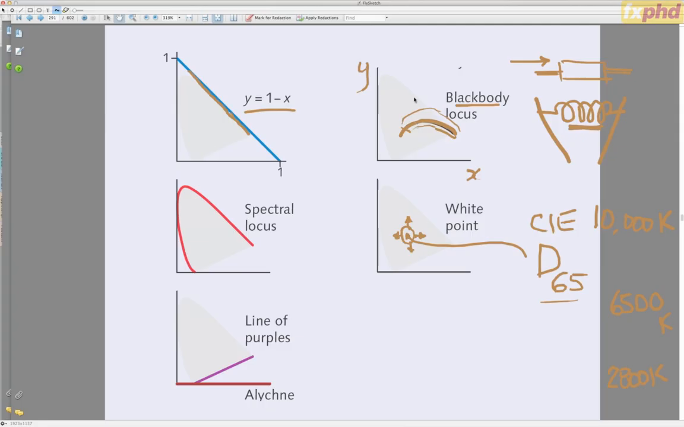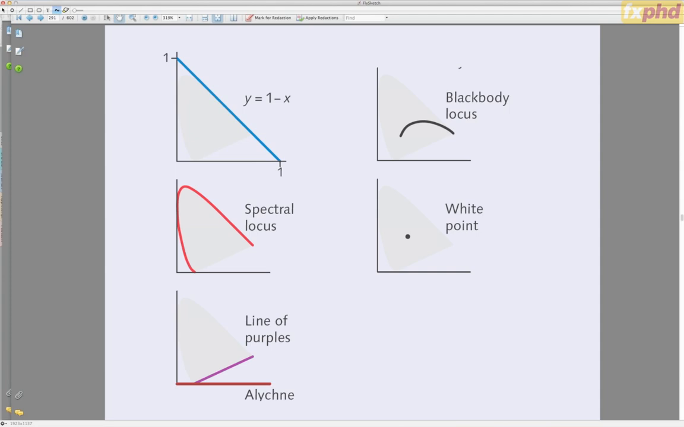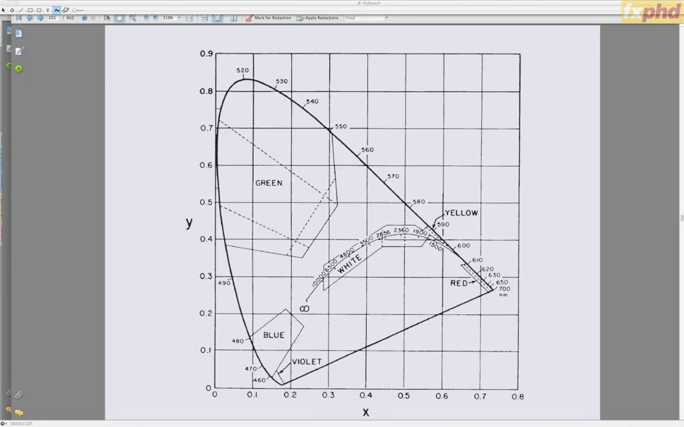And most of the illuminants that we use in imaging lie on or close to the black body locus. So we can choose a white point that lies along that locus, and D65 is pretty close to the black body locus. Okay, so those are the major features of the XY chromaticity diagram. And that diagram is used not only for imaging, but also other industrial applications.